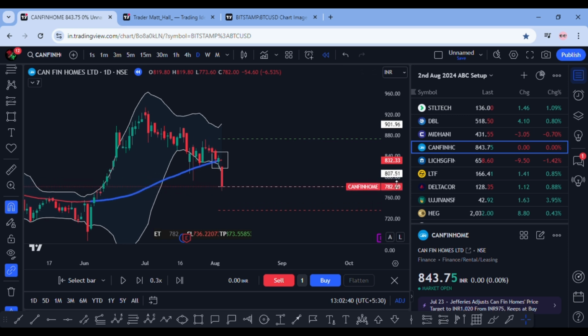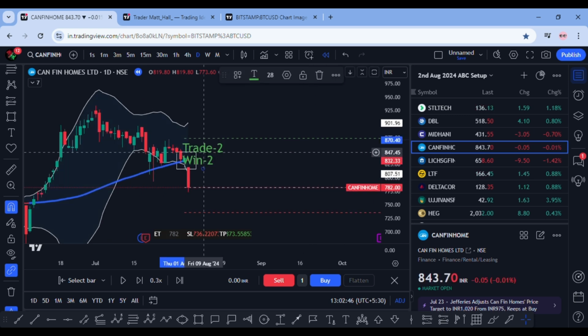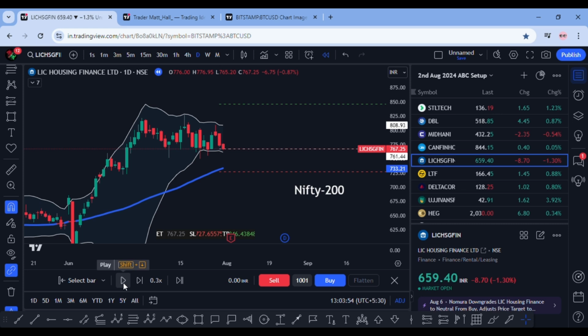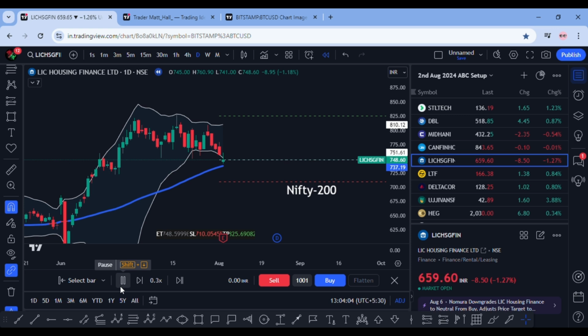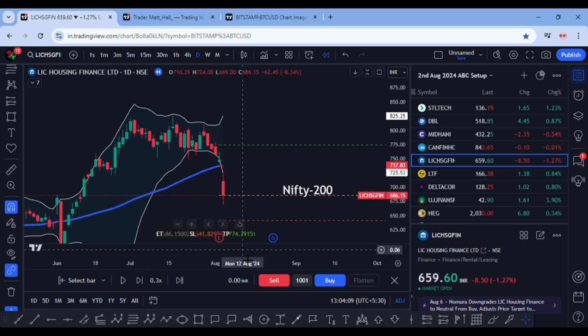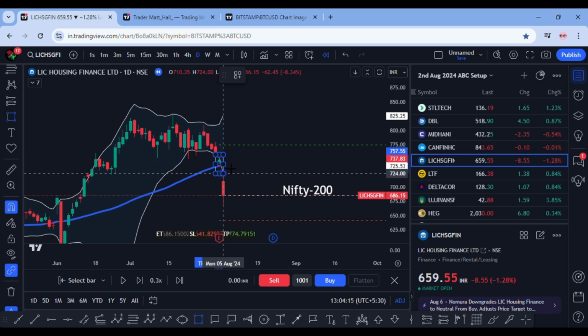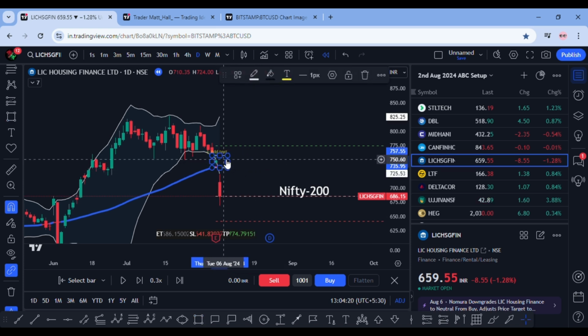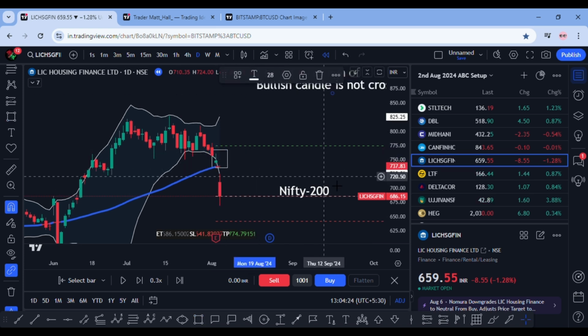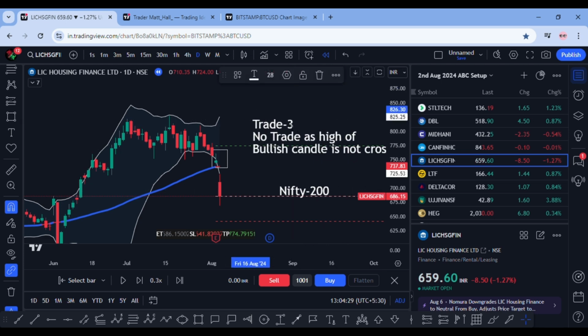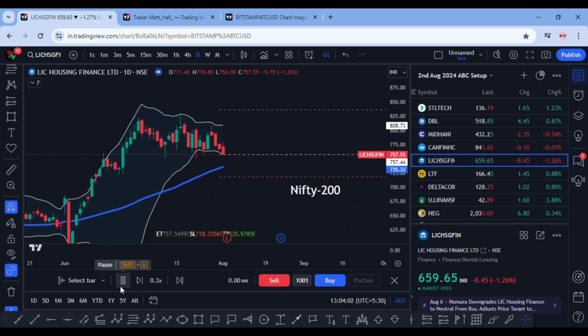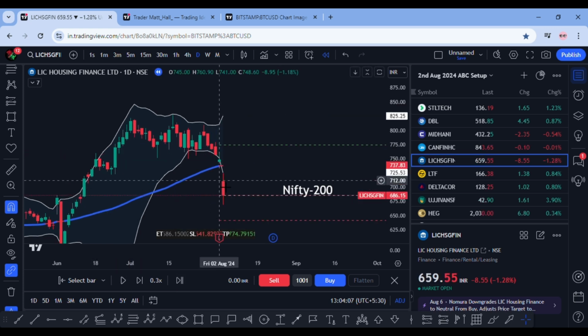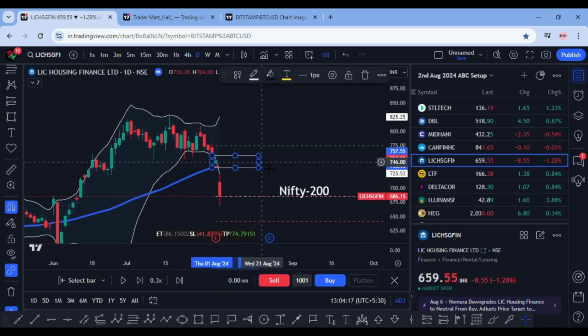Our next forecast from August 2, 2024 was LIC Housing Finance Limited. Let's take a closer look at this chart and see if the setup aligns with our strategy. We'll analyze the price action and indicators to determine if there's a trading opportunity here. Upon reviewing LIC Housing Finance Limited, it seems that this trade also didn't fulfill the ABC setup conditions. Once again, we'll stick to our rule: no setup, no trade. It's crucial to only enter trades that meet our criteria, so we'll stay out of this one as well.